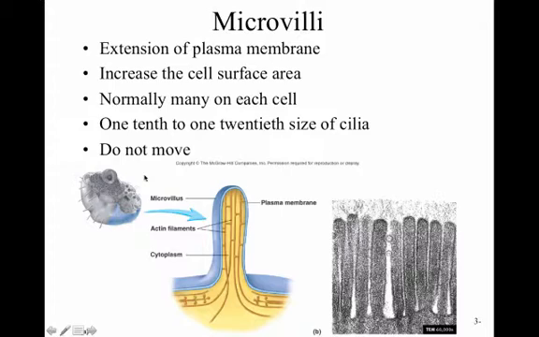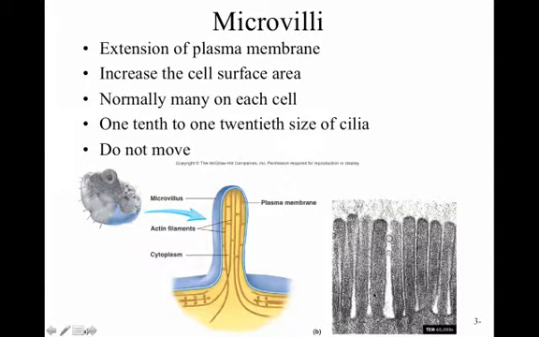Microvilli are extensions of the plasma membrane, and its function is to increase the cell surface area, so there's more area for absorption to occur. Normally there's many on each cell, and they're 1/10 to 1/20 the size of the cilia, so they're very small and they don't move. So they don't move substances across, but it just increases surface area. This is what they would actually look like. Here, microvilli come up and down on the surface of a cell.